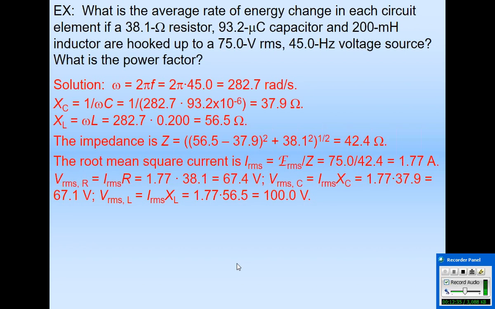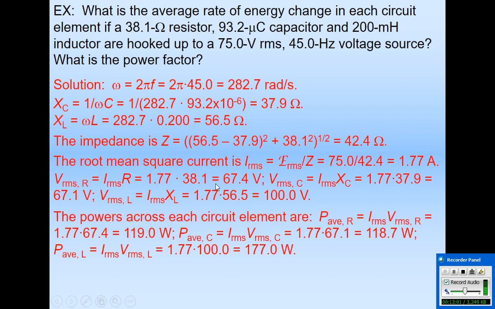Interestingly, the root mean square voltage across the inductor is larger than the root mean square voltage supplied to the circuit. This is not violating the laws of physics. Remember that the voltage across the capacitor and the voltage across the inductor will always be opposing each other. So we're safe in this regard.